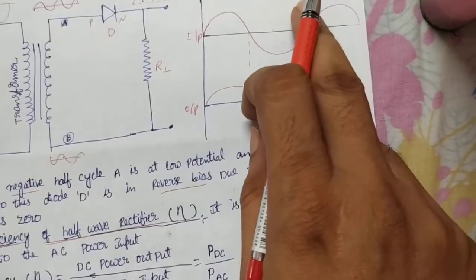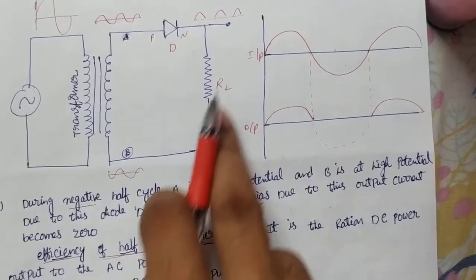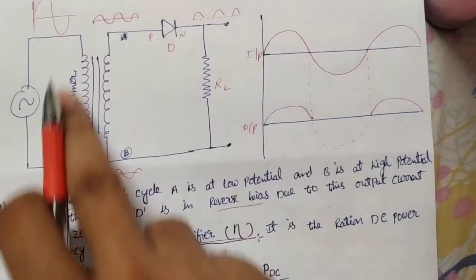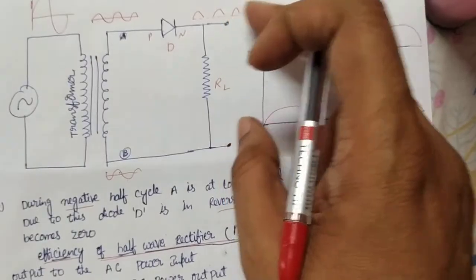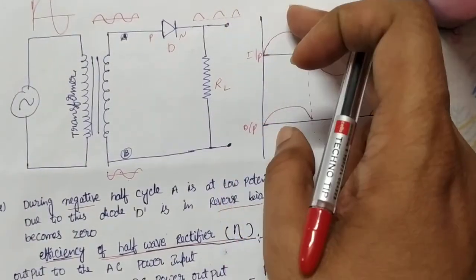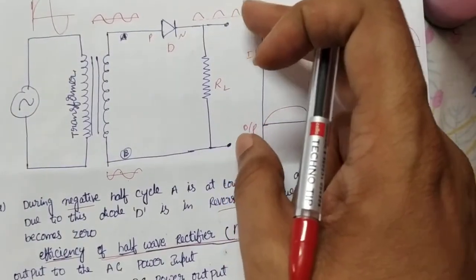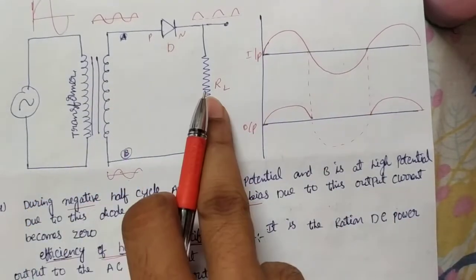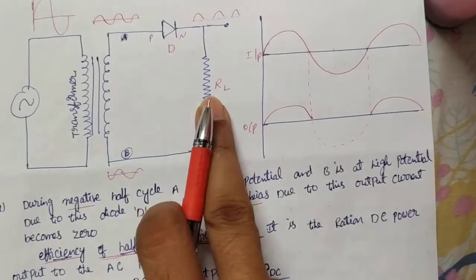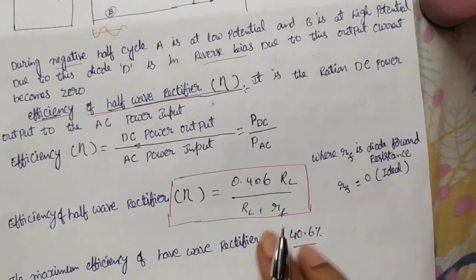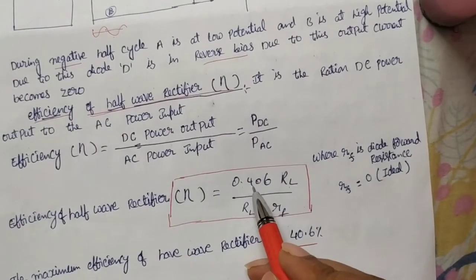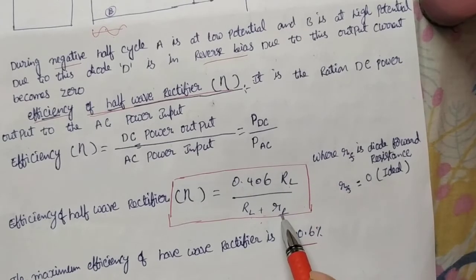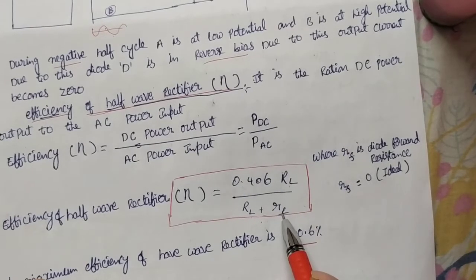You can think of the half-wave rectifier like a charger and adapter, where we may connect a cell phone or a laptop, and depending on that, some load will fall on it. To avoid that effect, they use a load resistance here. So the efficiency is 0.406 times load resistance divided by load resistance plus the forward resistance of the diode.